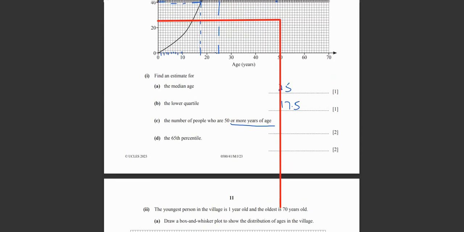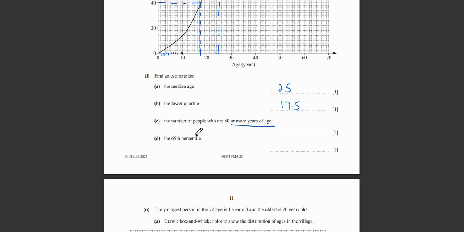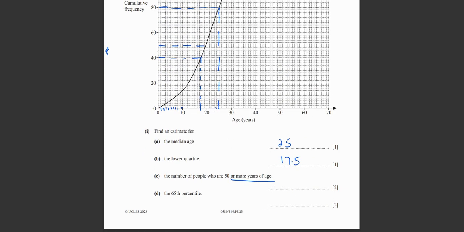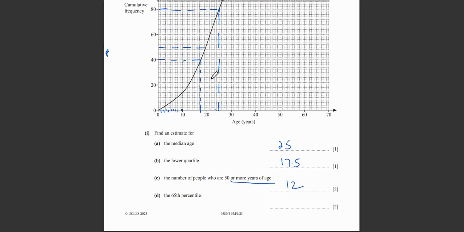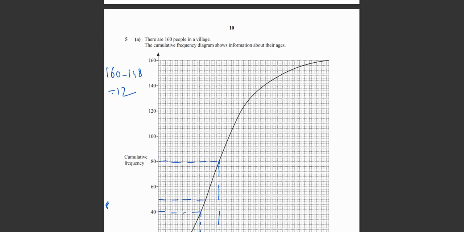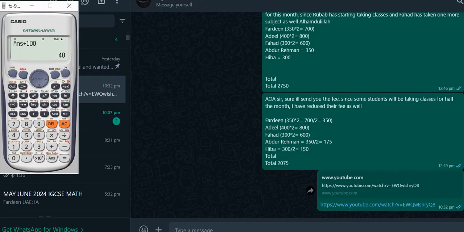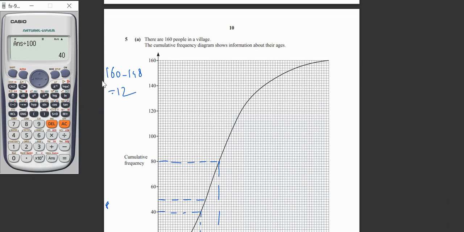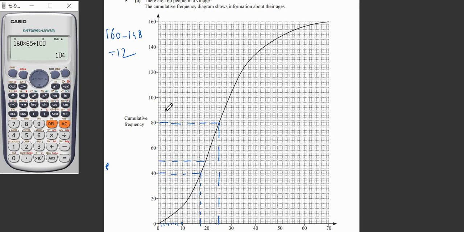Moving on, next the question says 65th percentile. Okay, let me write 12 over here. 65th percentile means 65% of 160. So I'll do 65 divided by 100 times 160. So it's 104. Okay, guys? So I will go to 104. Look, 102, 104 over here.